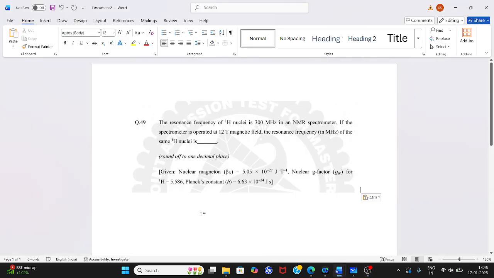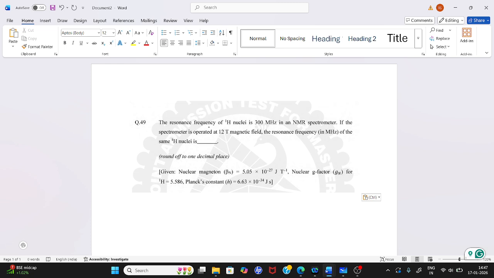So, basically, this is the question based on NMR calculation. It says the resonance frequency of 1H nuclei or proton is 300 megahertz in an NMR spectrometer. And if the spectrometer is operated at 12 Tesla magnetic field, resonance frequency of the same nuclei will be. It says round off to one decimal place. It's a numerical answer type, basically NAT. And you have been provided the nuclear magneton value, nuclear G factor for the nucleus, that is the Landé G factor, and the Planck's constant.